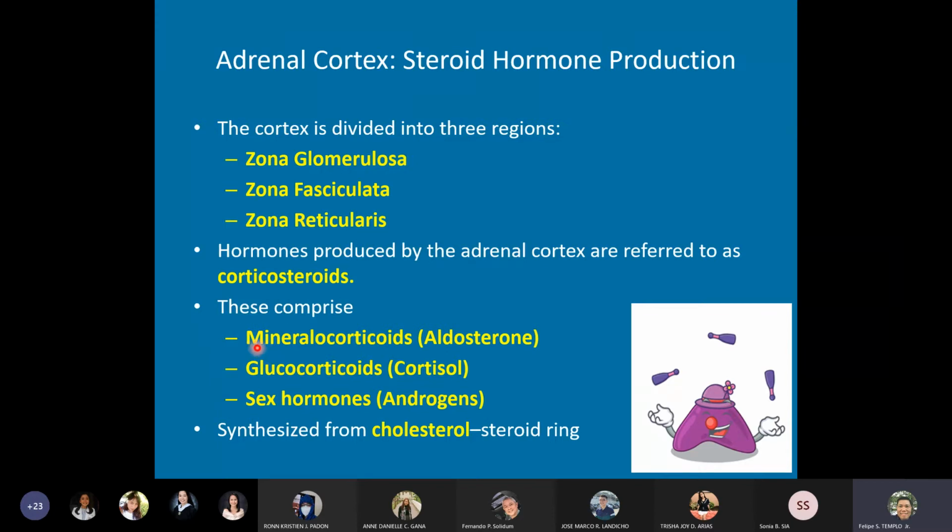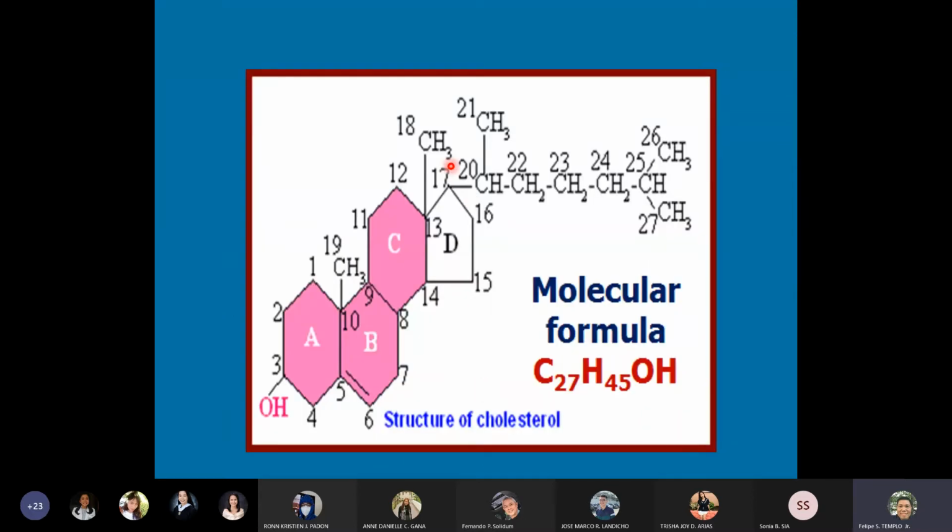So this comprises mineralocorticoids or the aldosterone, glucocorticoids, cortisol, and sex hormone androgen. So again, remember this, the precursor substance here is cholesterol, the steroid ring, cyclopentanoperhydrophenanthrene. This is the main precursor substance in the synthesis of hormones produced in your adrenal cortex, while in the adrenal medulla, it's tyrosine.